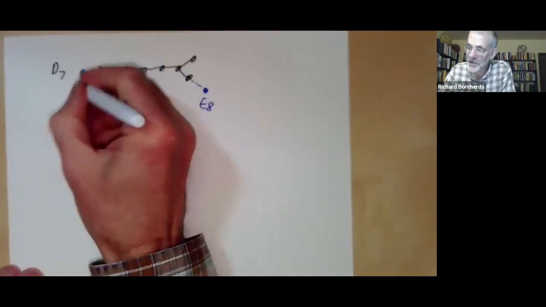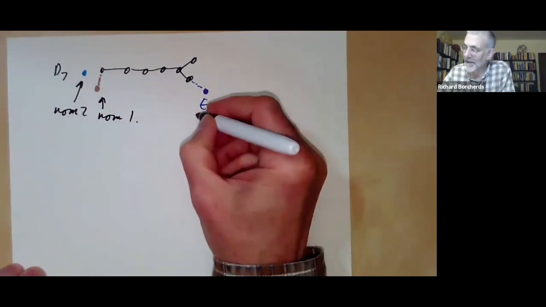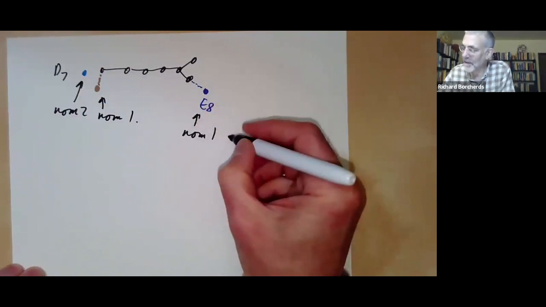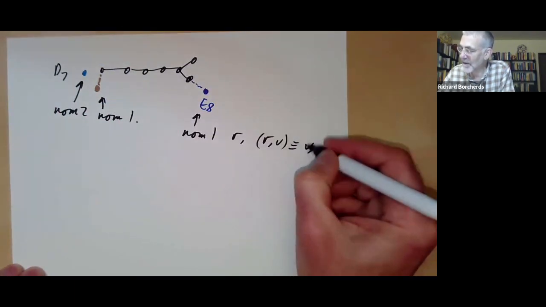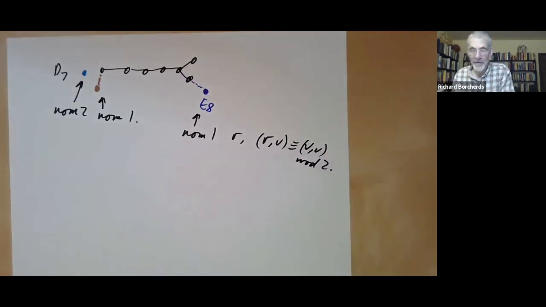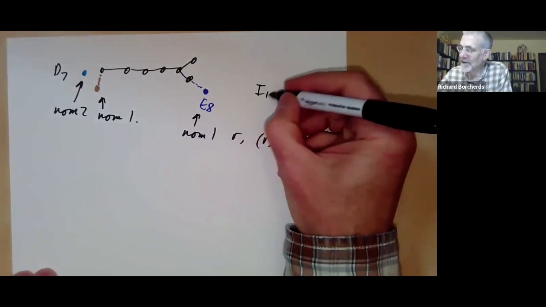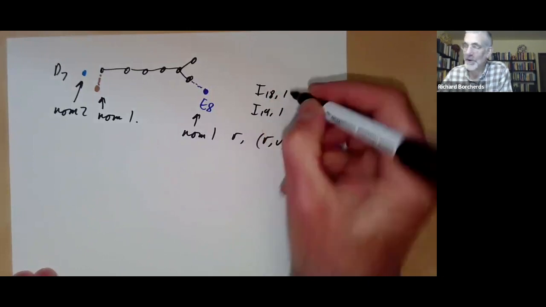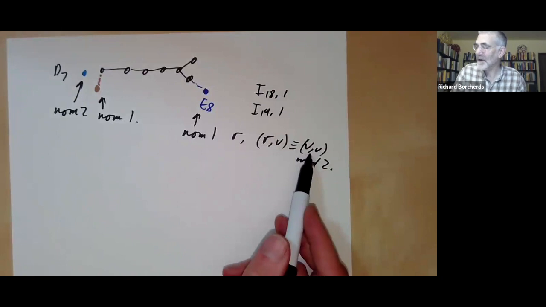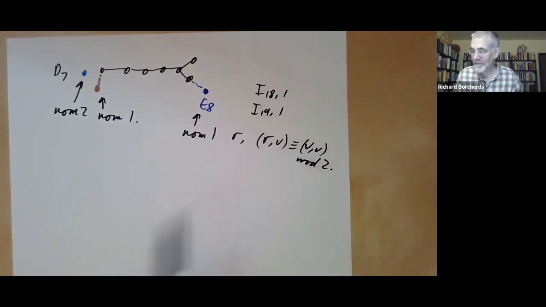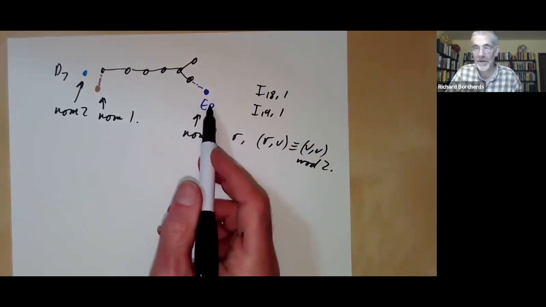So these correspond to norm 2 vectors. These correspond to the norm 1 vectors. And these correspond to the norm 1 vectors r with r.v congruent to v.v mod 2. So you remember I said in the cases II18,1 and II19,1, we got a second batch of simple roots because a root could have even inner product with every vector of even norm. And it turns out these extra roots are caused, in this case, by the E8 Dynkin diagram.